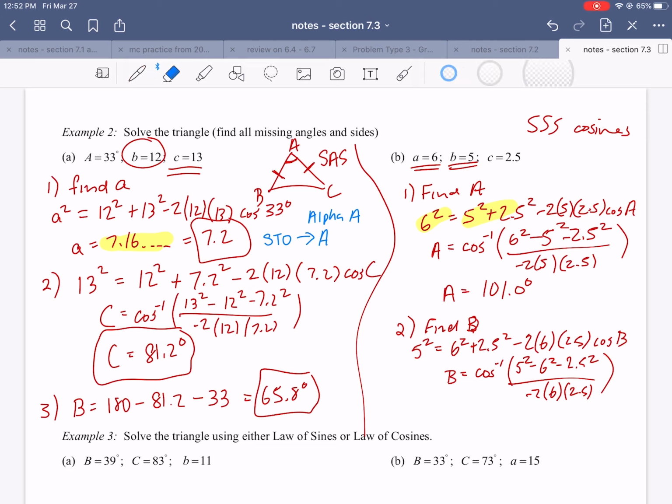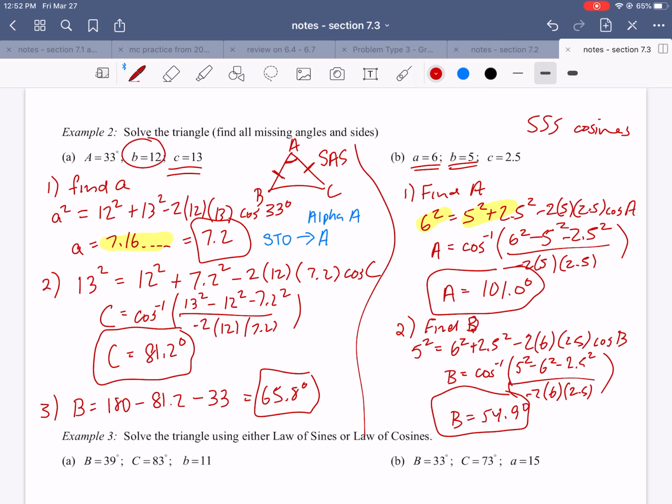Sorry for the bad handwriting there in the numerator. This 2.5 should be a square. There we go. And so B is going to equal, when you punch that in degree mode, 54.9 degrees.